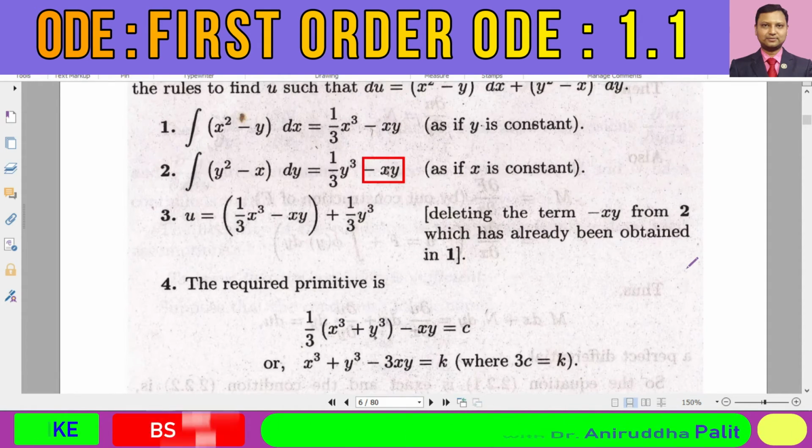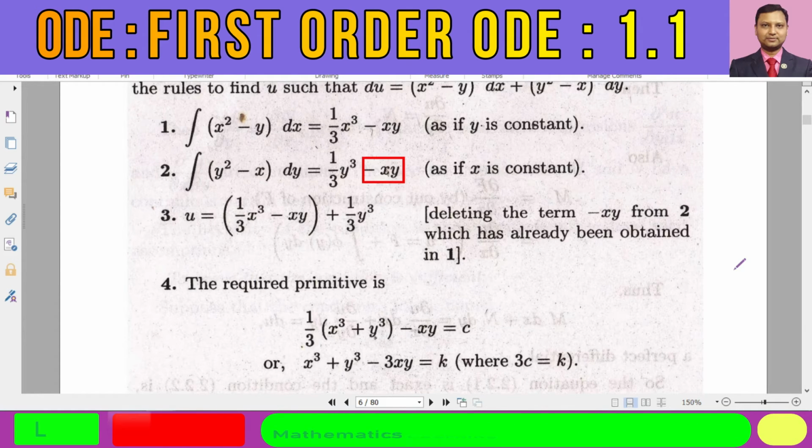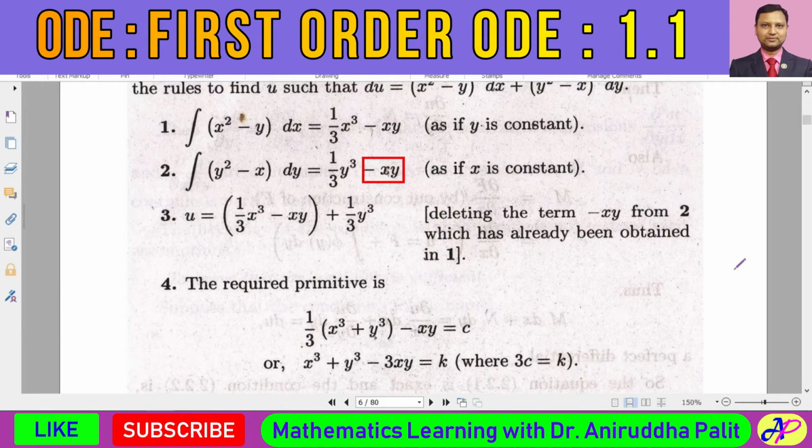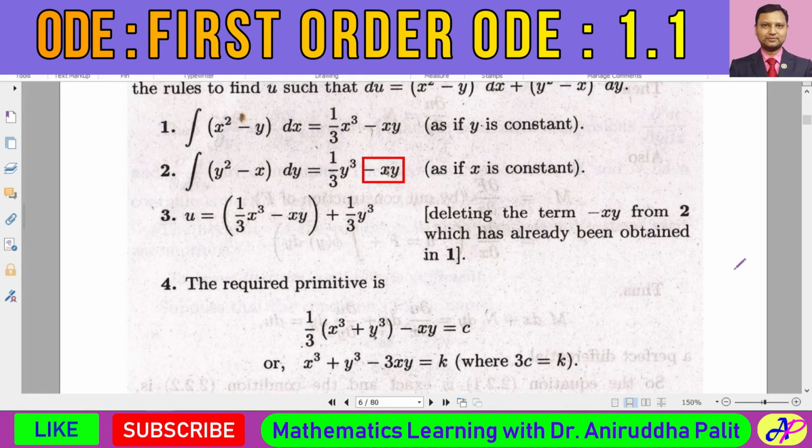Now see, is it clear to you? So far, does anyone have any question anywhere? Sir, I have a question, sir. Yes. Suppose we are given an equation which is inexact, and then how shall we solve it, sir?